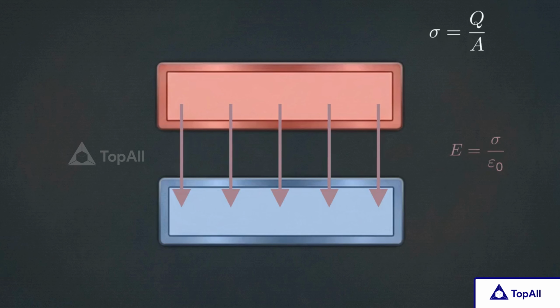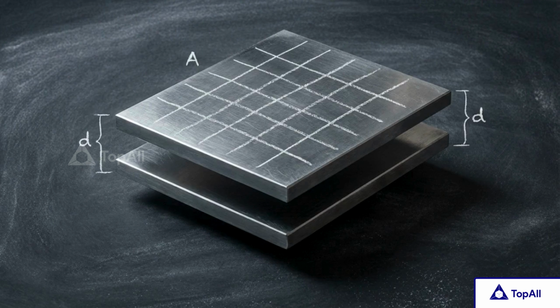Because this field is uniform, the potential difference, or the work done in moving a charge across the gap, is simply the field strength multiplied by the distance. We can now substitute our field definition into the equation for potential. V equals E times d becomes charge times distance divided by area and the permittivity of the vacuum. This expression links the potential difference directly to the physical dimensions of the plates and the properties of the vacuum.